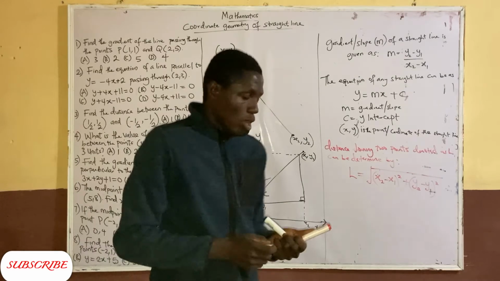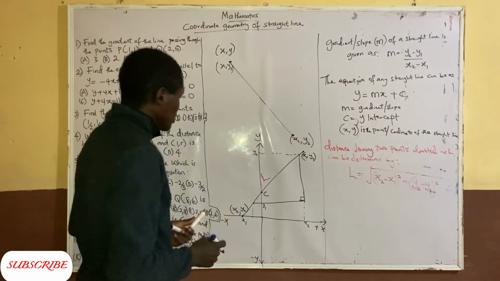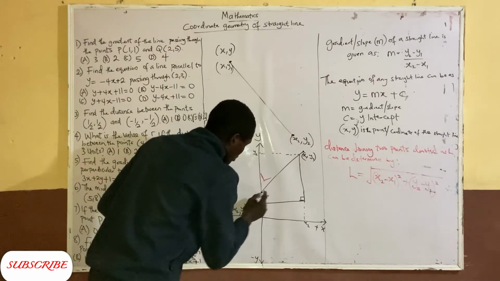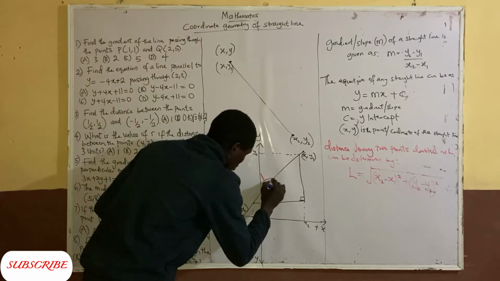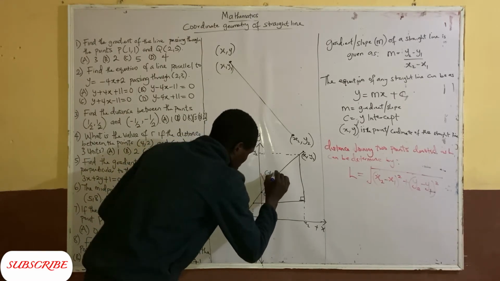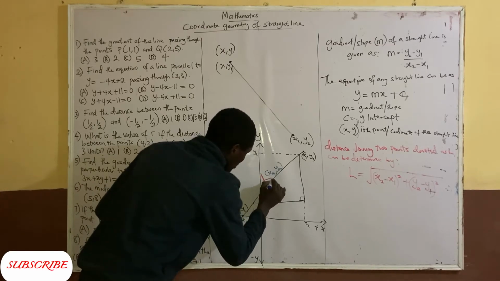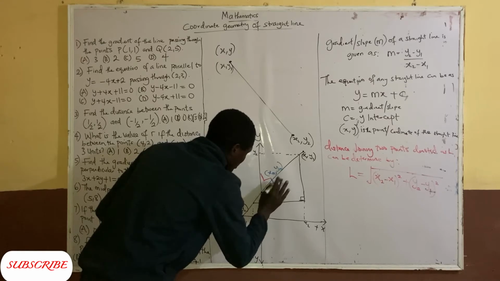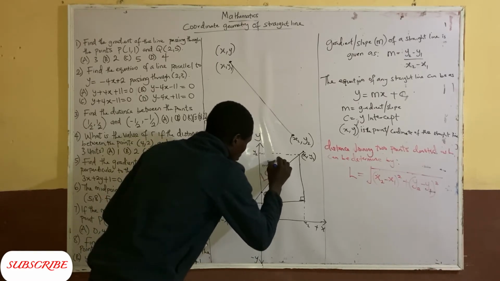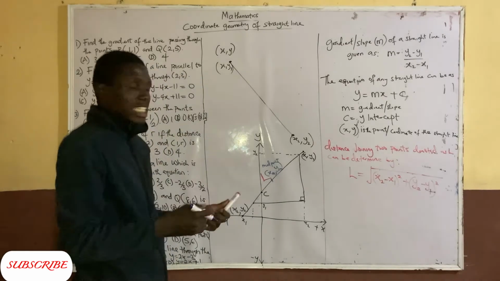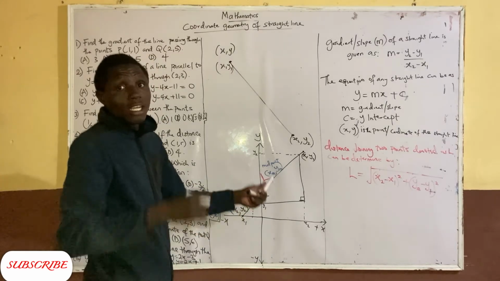Also, we can determine the midpoint. Here we have the midpoint, the middle of the straight line. You can also calculate the coordinate along the middle of the straight line.